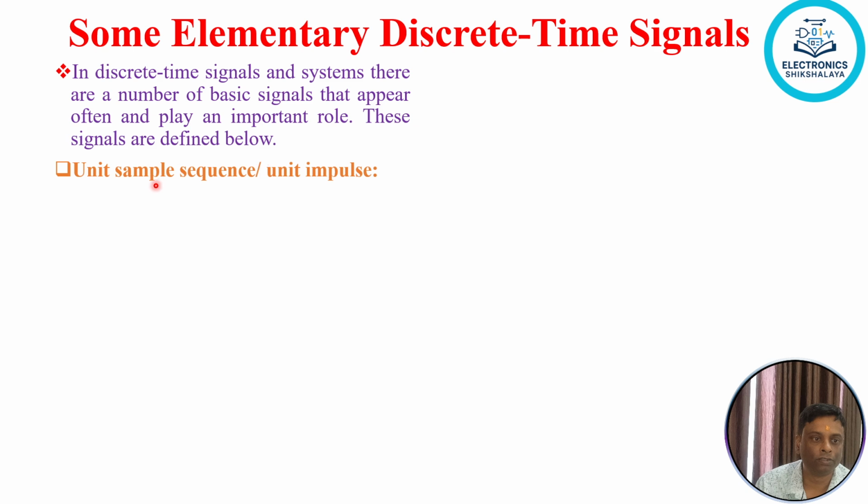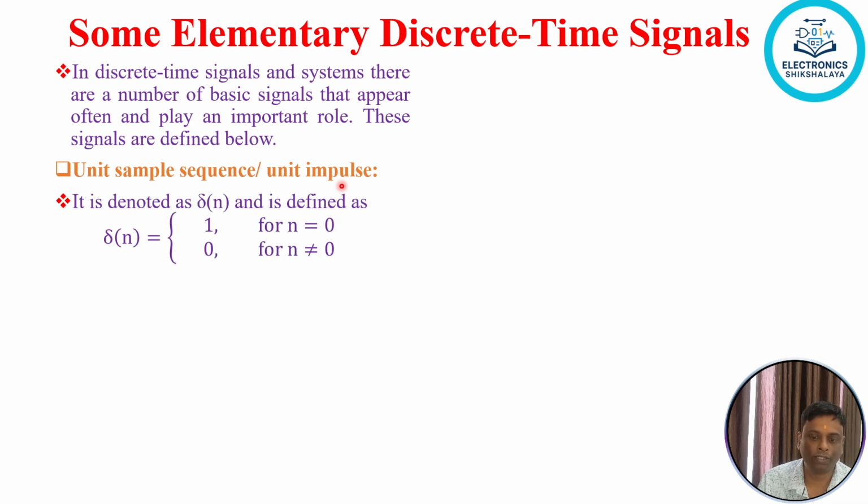So the first signal is the unit sample sequence or unit impulse. This is a standard discrete time signal. It is denoted as del of n, and it is defined as del of n equal to 1 for n equal to 0.